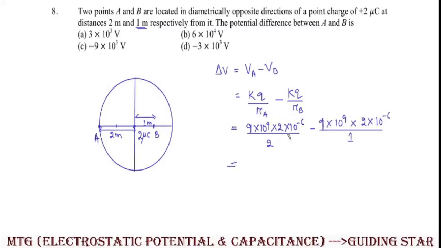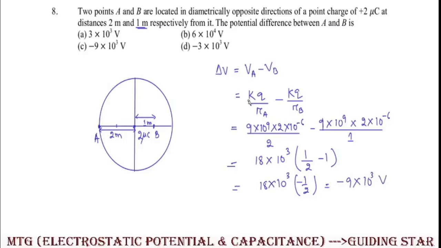Here if we take common, 9 into 2 is 18, and 10 to the 9 times 10 to the minus 6 is 10 to the 3. So 18 into 10 to the power 3. If we take it common, 1 by 2 minus 1. So 18 into 10 to the power 3 into minus 1 by 2. So it will be minus 9 into 10 to the power 3 volt. So finally the potential difference is minus 9 into 10 to the power 3 volt. So option C will be the correct one.